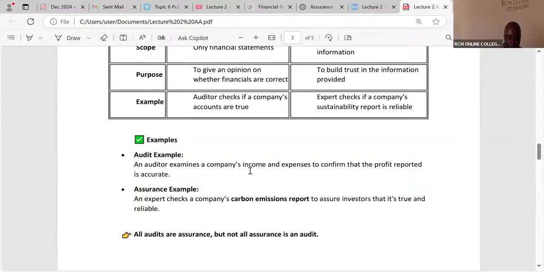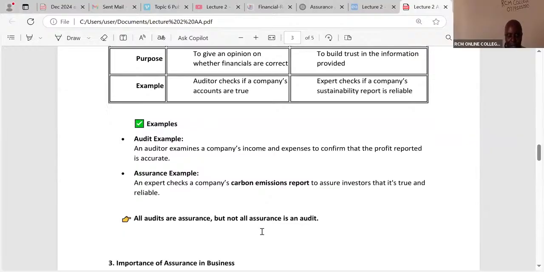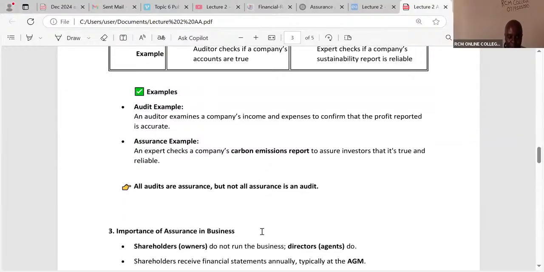The audit we are doing, this in-depth examination, is done by an independent auditor, an independent practitioner. Assurance now can be about anything, like an expert checking a company's carbon emissions report to give confidence to investors that it is true and reliable. So all audits are assurance, but not all assurances are audits. We'll understand this even more as we progress.